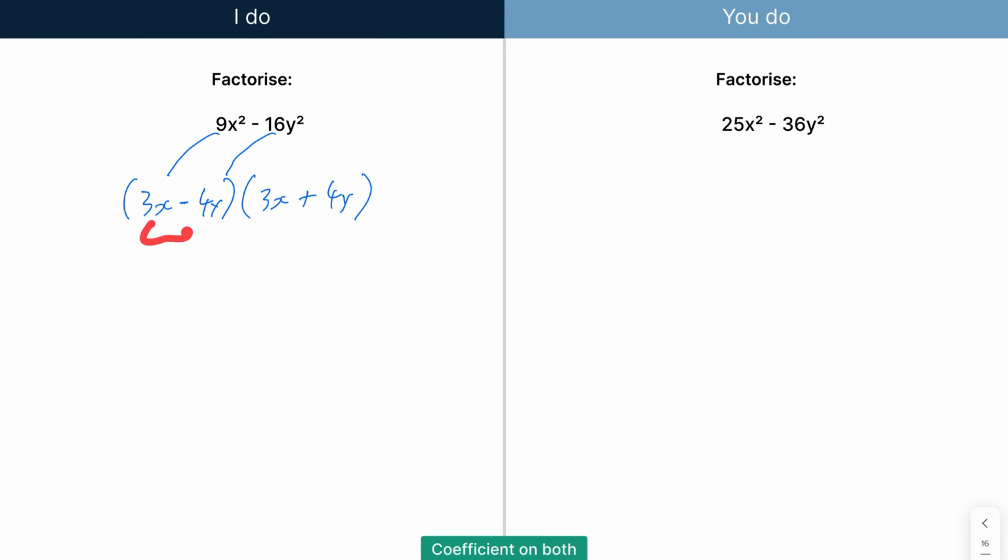So you can see these are fully factorized, they can't be factorized any further. I'll come on to why I said that in a second. So again, exact same approach here, double brackets. So that's 5x and 6y, 5x and 6y, and a negative and a positive there.